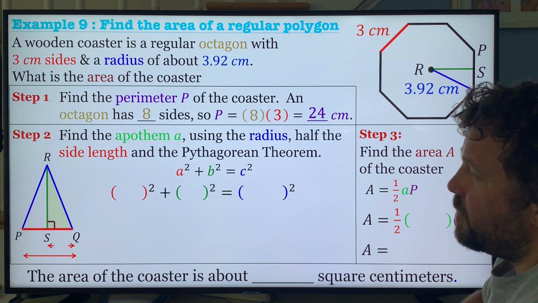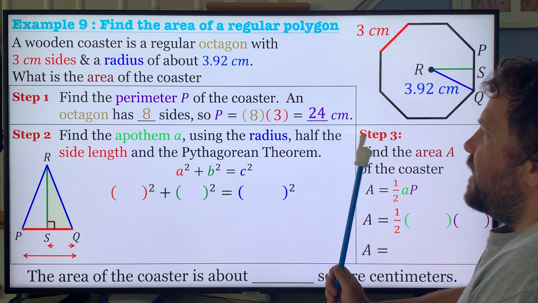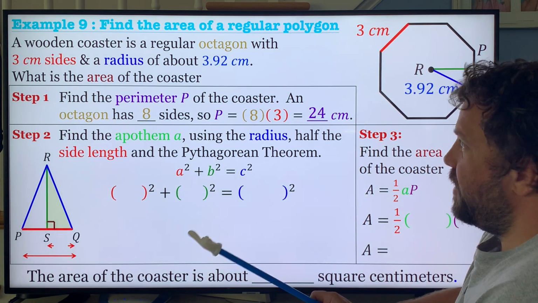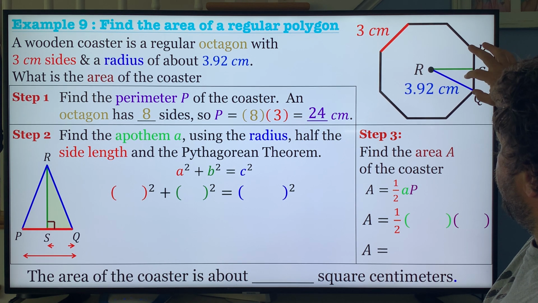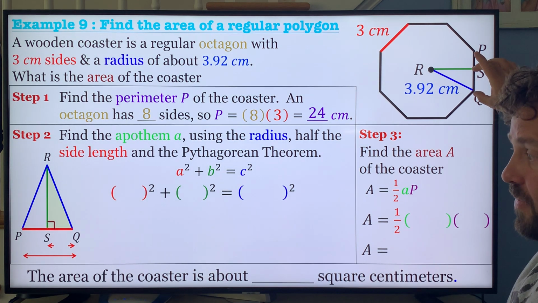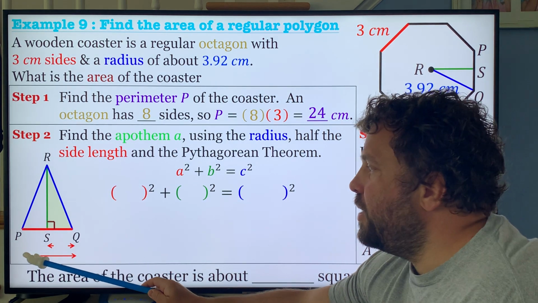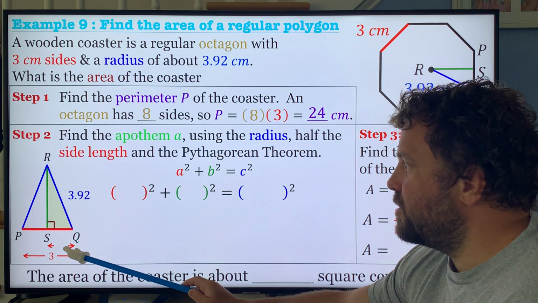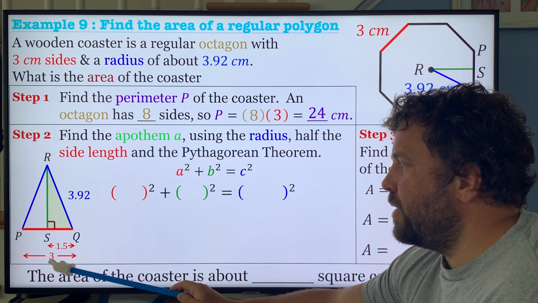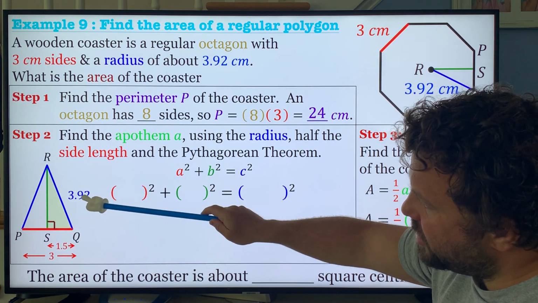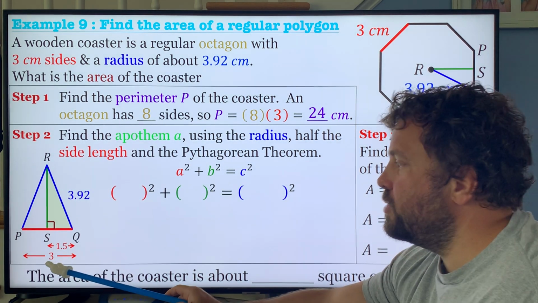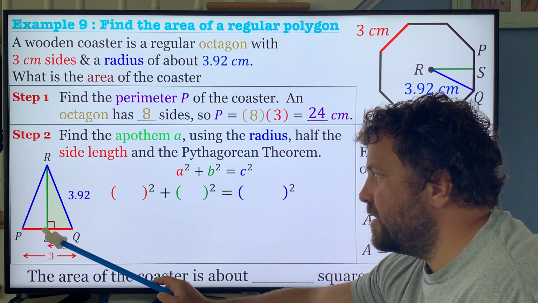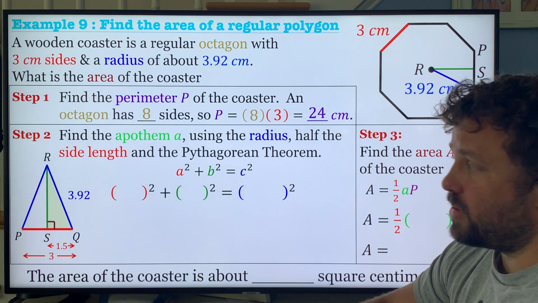All right, in case you didn't know, to find the apothem using the radius, you use half the side length and the Pythagorean theorem. Now here's what you're going to do. This right here is 3, because all these sides are 3, right? This is the right triangle that we're going to get. So if this is 3, the part of the right triangle would be half of 3. If you look down here, PQ is 3, so SQ, the part we want, is half of 3, which is 1.5. Our radius is 3.92. This is 1.5, and our apothem is unknown. So we take half of the side length to give ourselves a little teeny triangle inside the triangle.